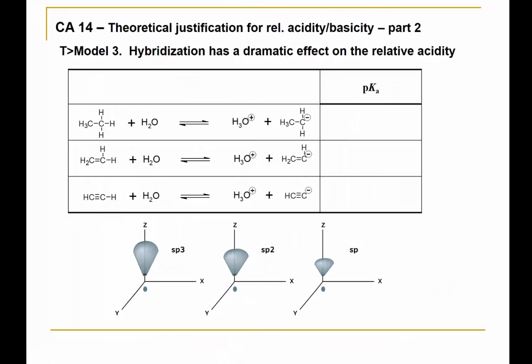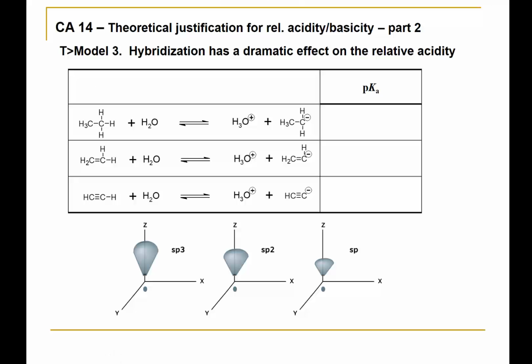The last of the effects that we need to look at is one that I refer to as the orbital effect. Essentially it has to do with the hybridization of the atom that bears the negative charge. So let's look at these three hydrocarbons: ethane, ethene, and ethyne, all reacting with water to form the hydronium ion and the corresponding conjugate bases.